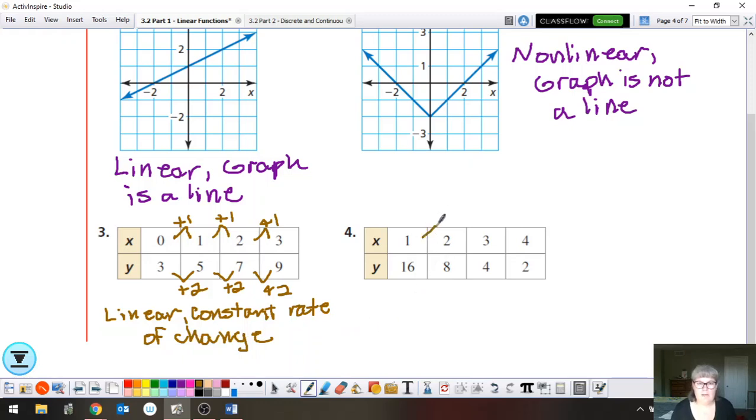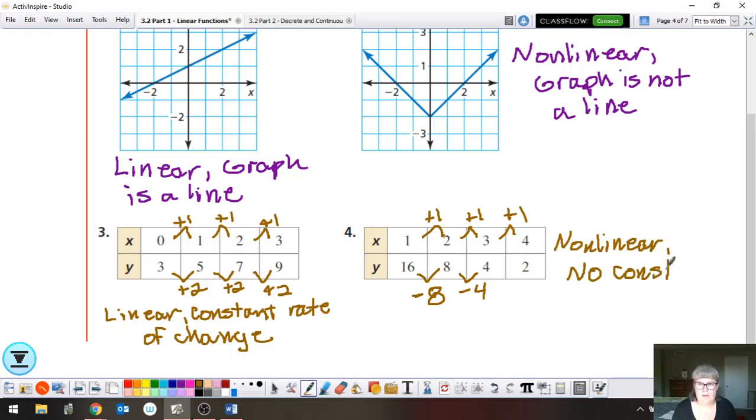Table 4, again, the x values are increasing by 1. Our y values, first one decreases by 8, and it's okay if it decreases. It just needs to decrease by the same amount. But then the next one decreases by 4, so that's not a constant rate of change. So we would say nonlinear. No constant rate of change.